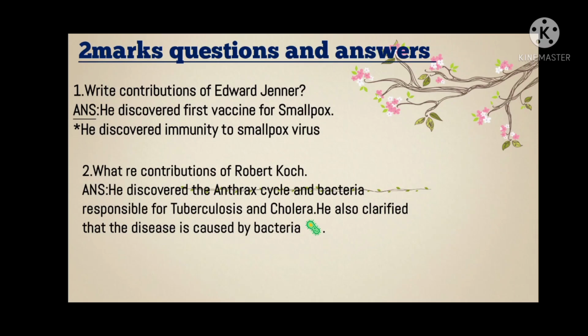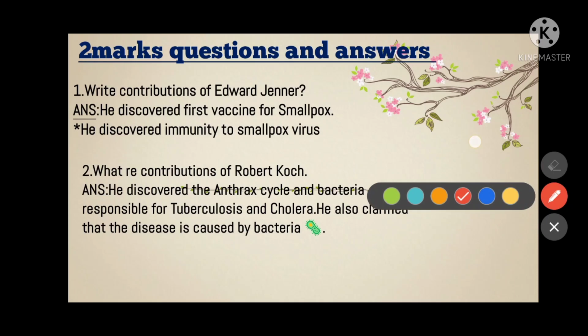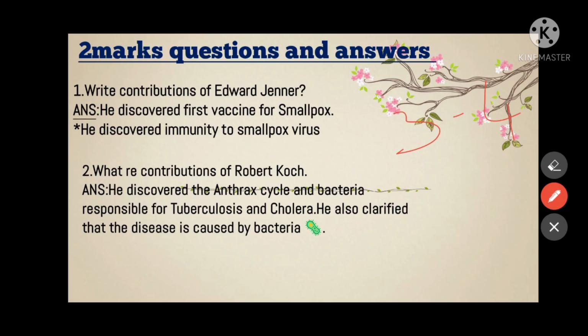Write the contributions of Edward Jenner. First, I will tell you how to write a 2 marks question. One trick: you just write 3 to 4 lines. It's enough, maximum 3 to 4 lines. Keep this in mind, 3 to 4 lines is enough for your 2 marks questions. Now the first one: write the contributions of Edward Jenner. He discovered the first vaccine for smallpox, then he discovered immunity to smallpox.